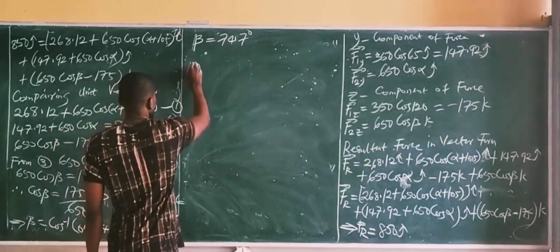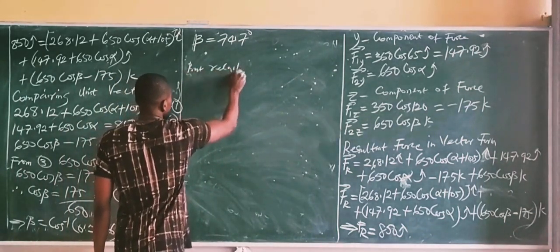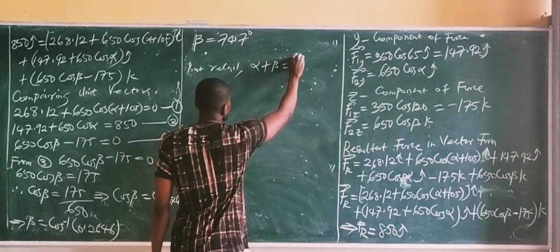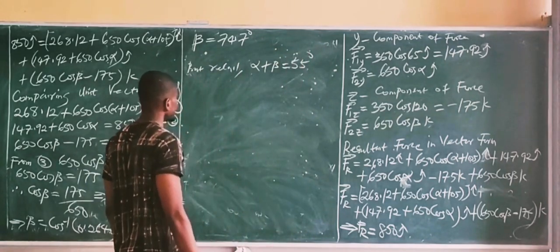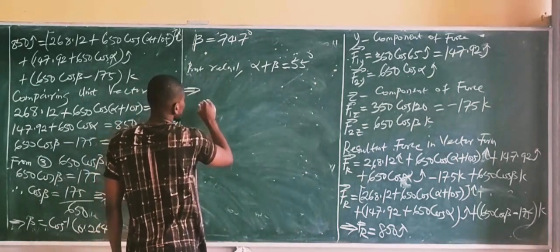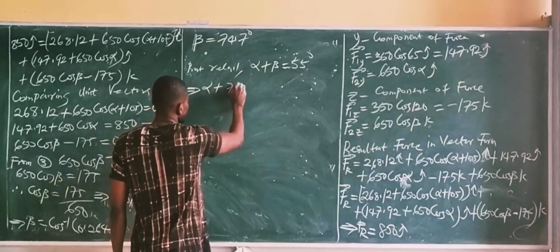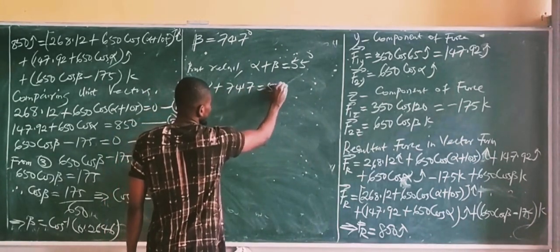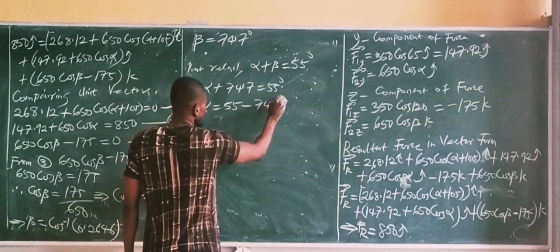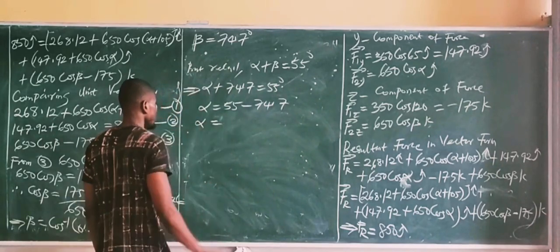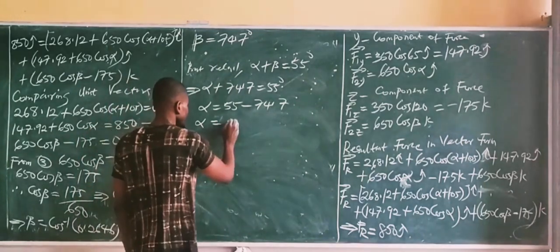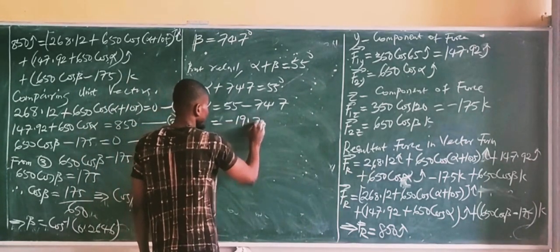But recall, we said earlier that alpha plus beta is actually 55 degrees. So that simply implies that alpha plus beta, with beta equal to 74.7, is 55 degrees. So alpha is equal to 55 minus 74.7, which is minus 19.7. Alpha is minus 19.7 degrees.